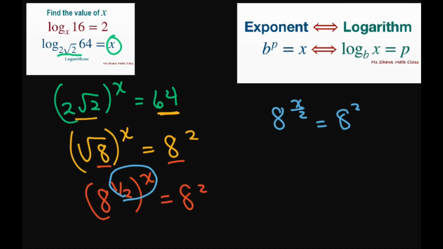Therefore, what's going to happen is you can simplify this. We have the same base, so we have x divided by 2 equals 2 because our x is in the exponents. You cross multiply, you're going to get x equals 4.